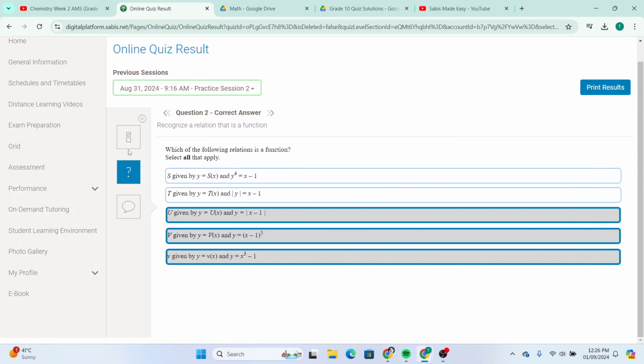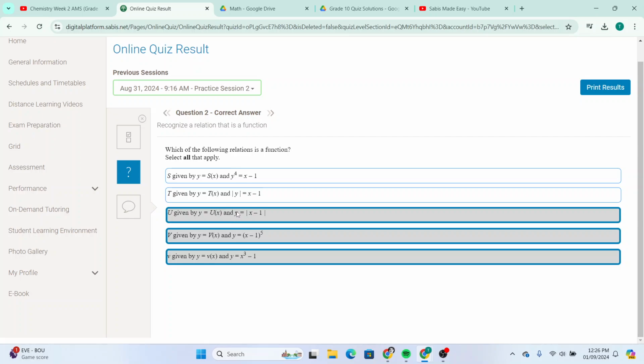Okay. This is the opposite of the other question. Which of the following relations is a function? Select all that apply. S given by y equals s of x, and y to the power of 4 equals x minus 1. See what I mean here? Y to the power of 4. So this is wrong because this makes y possibly have two values. Same with this, because there's an absolute value of y, so it could be a positive answer or a negative answer, but it's changed to positive, so we would never know.